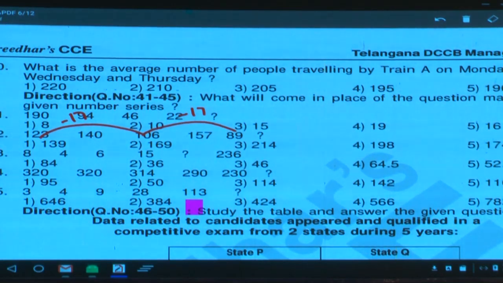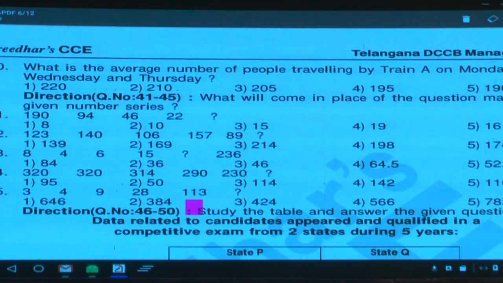And similarly, the second number and this one, 140 and 157, what is the difference here? Plus 17. And the next one must also be plus 17. 157 plus 17 is how much? 174, choice 5. First number, third number, fifth number, minus 17, minus 17, and so on. Second, fourth, sixth, plus 17, plus 17. Hence, whenever the numbers are increasing and decreasing, you should always go for alternate series. Two series will be given, combined as a single series.